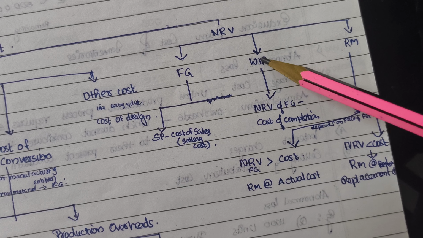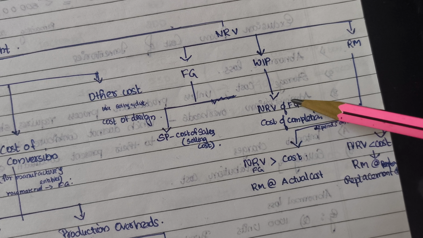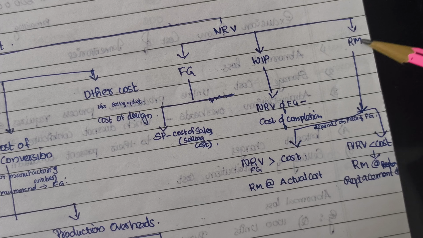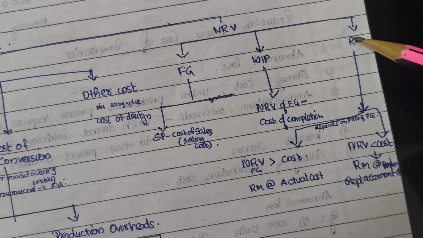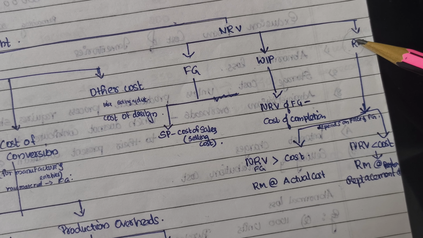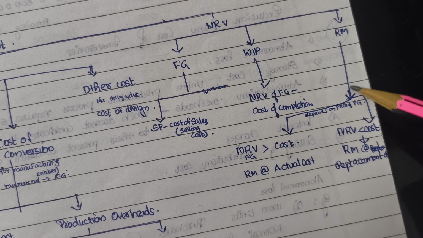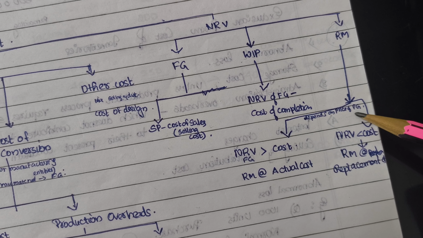So NRV of work in process is NRV of finished goods minus cost of completion. And then NRV of raw materials. The NRV of raw material is found on the basis of the NRV of finished goods. So NRV of raw material depends on finished goods.